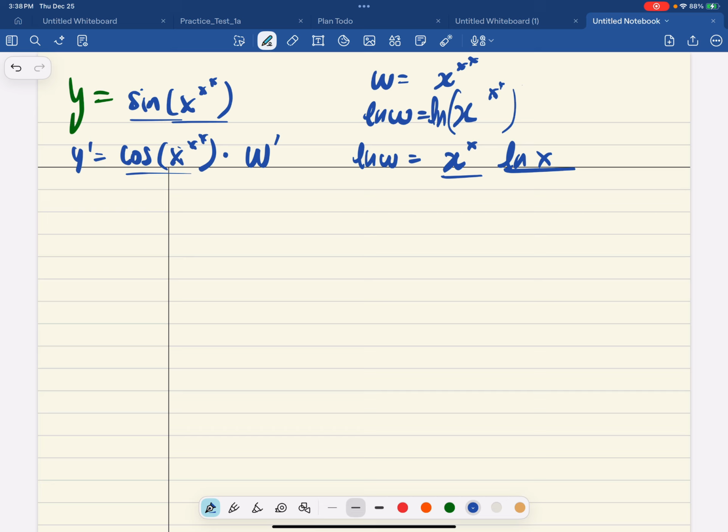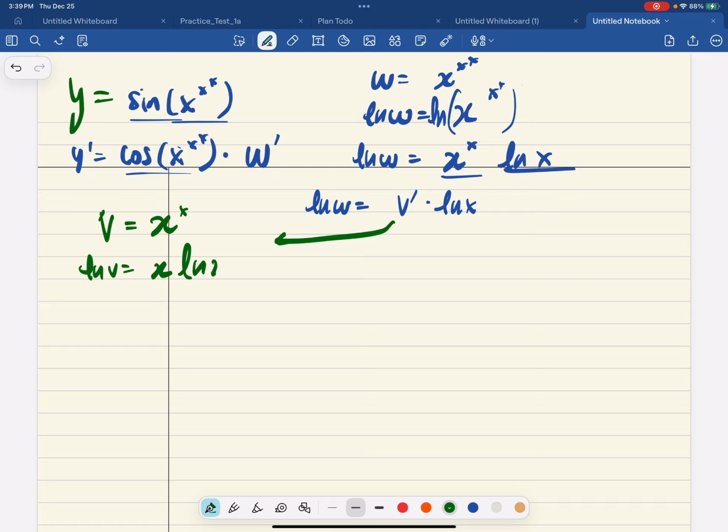Now we have ln of omega equals x to the x times ln of x. We just keep going with the same principle. X to the x, again, we're going to go like a v. Where v is equal to x to the x. And that's simpler. ln of v is equal to, bring the x to the front, x ln of x, just bring that to the front with the ln in it.